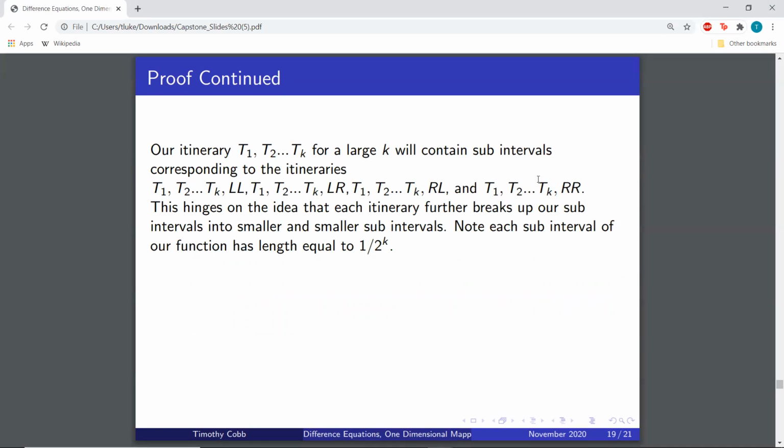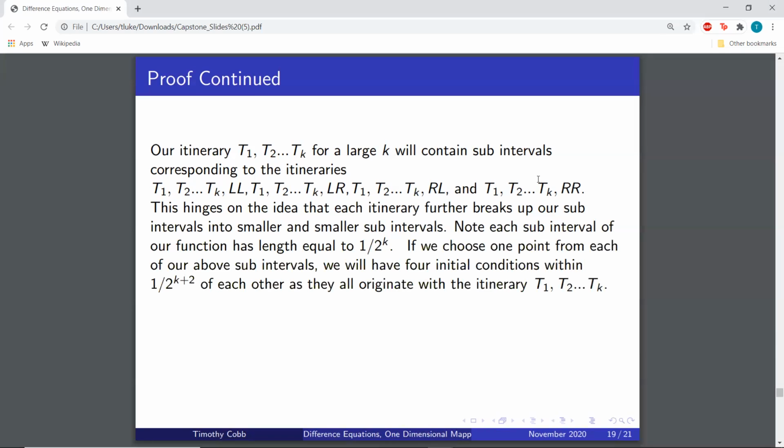So this idea hinges on the fact that each of our itineraries further breaks up our subintervals into smaller and smaller subintervals. And we're going to note that each subinterval of our function has length equal to 1/2 to the k. Essentially, as we take more and more steps in our itinerary, we're halving how long our subintervals are. And so if we choose one point from each of our above subintervals, we'll have 4 initial conditions within 1/2 to the k plus 2 of each other, as they all originate within this itinerary T1 to Tk.